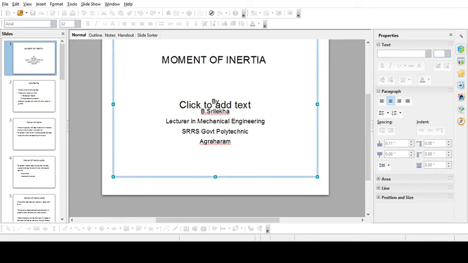Kyy is simply equal to under root of sigma Iyy by sigma a square. So like this we'll continue. Next, kzz is equal to the radius of gyration about the centroidal z axis. It is simply under root of Izz by sigma a. Okay, so this is how we calculate the radius of gyrations about the centroidal axis.